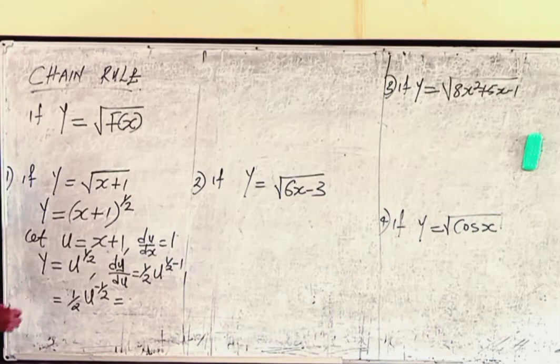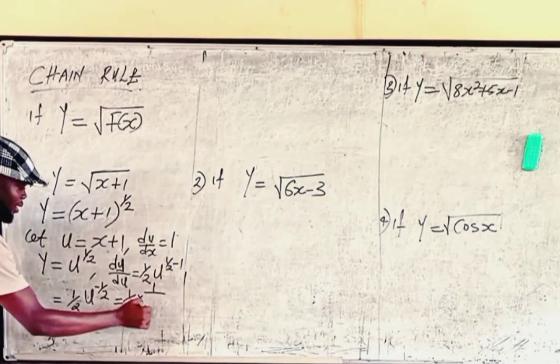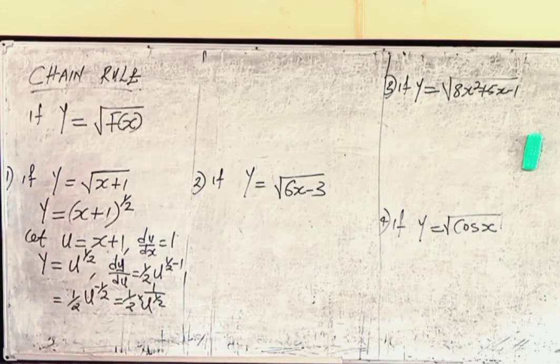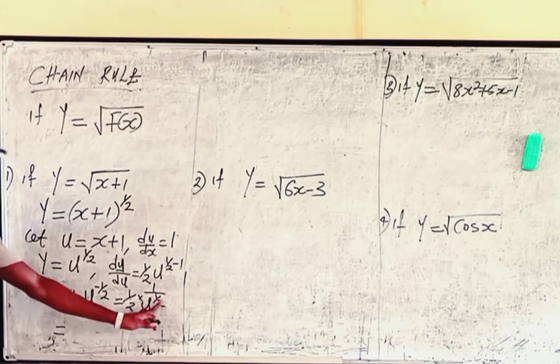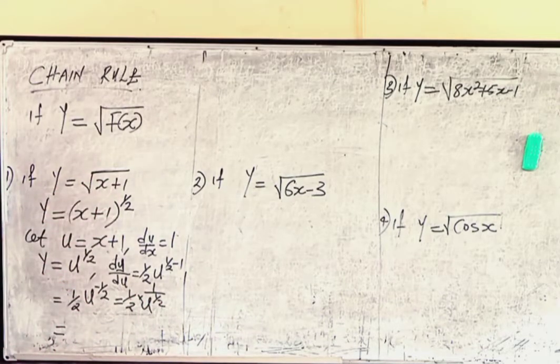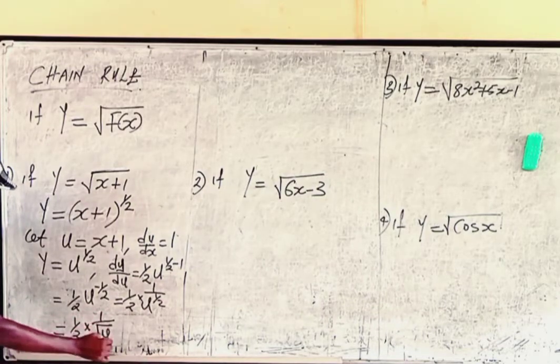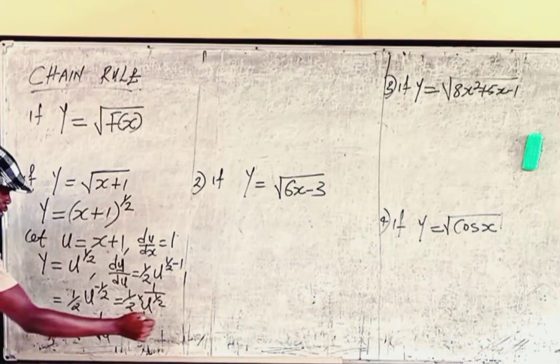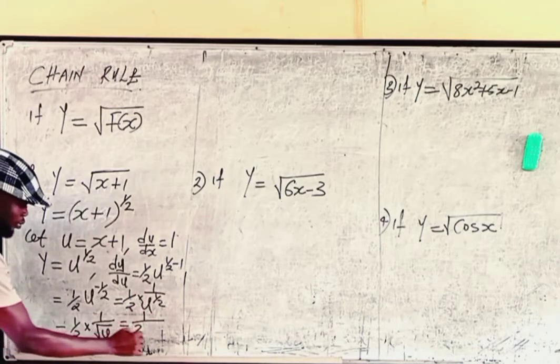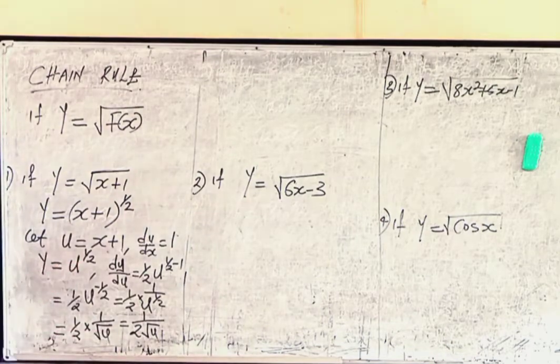So this is equal to half times u to the minus half. Remember, any number raised to a negative power means 1 over that number, and anything raised to half means the square root of that number. So you can also say half times 1 over the square root of u, so we have 1 times 1, that's 1, and 2 times root u, that's 2 root u. That's what we have when we differentiate u raised to power half.